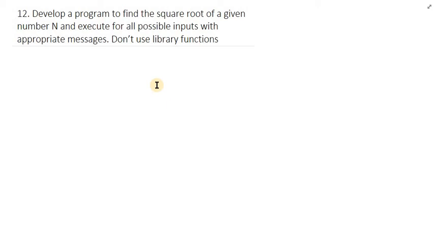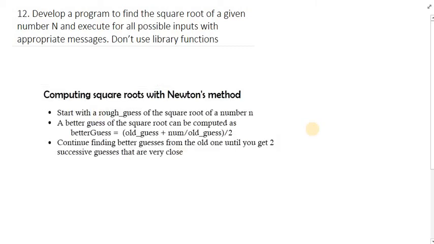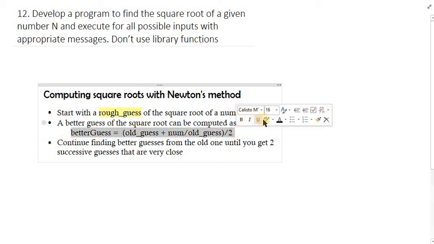In order to find the square root of a number without the help of the library function sqrt, we are going to make use of Newton's method. Newton's method involves starting off with a rough guess for the square root of a number. Once we make a rough guess, we can compute better guesses from the previous rough guess by using this equation. We are making use of the values of the old guess to compute the values for the better guesses for the square root of the number.